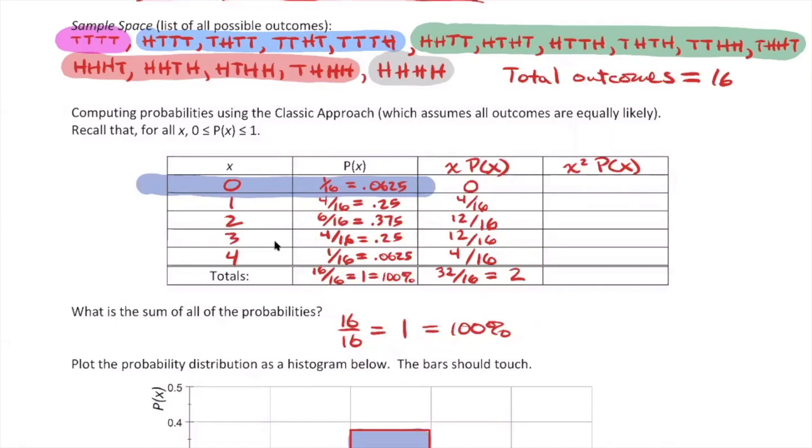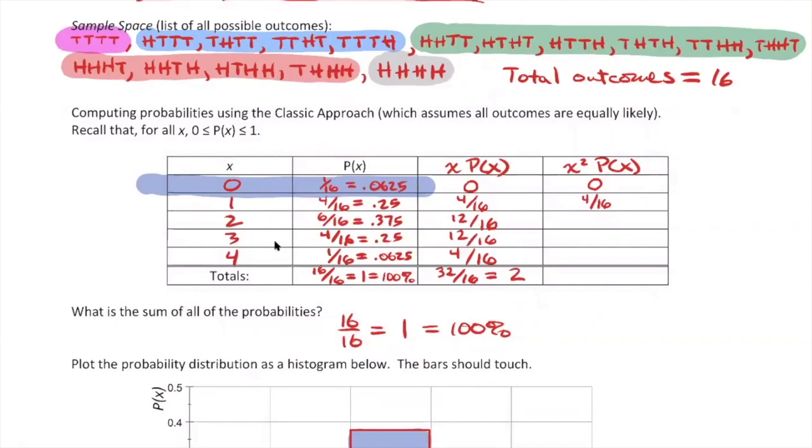Okay, now the standard deviation requires that we do the sum of x squared times p of x. So that's the next column in the table. Just square the x and then multiply by the probability. So 0 squared is 0 times 1/16, which is still 0. 1 squared is 1 times 4/16, better be 4/16. Well, that's pretty easy. It gets a little more complicated now.